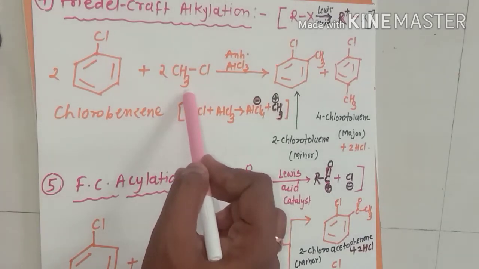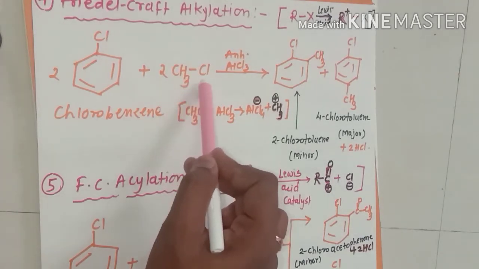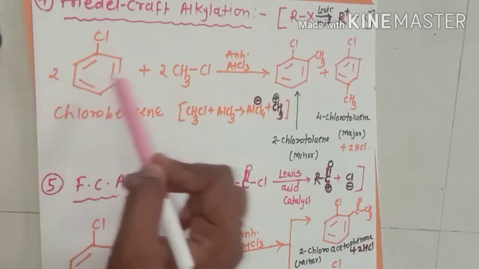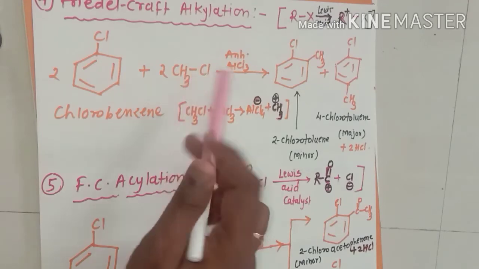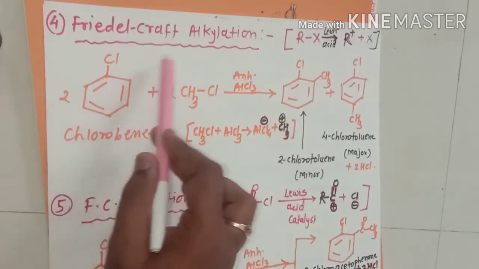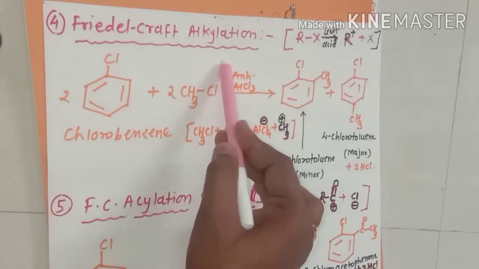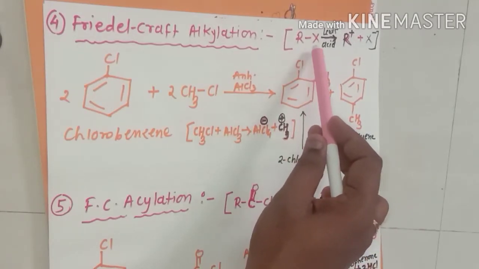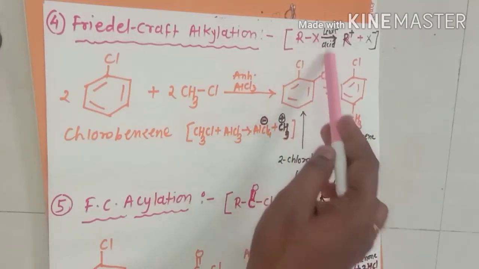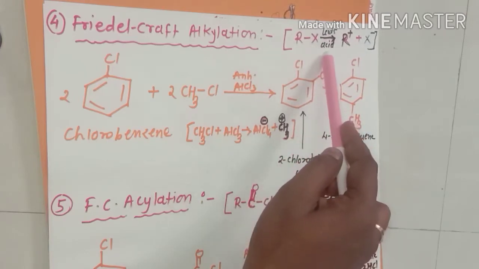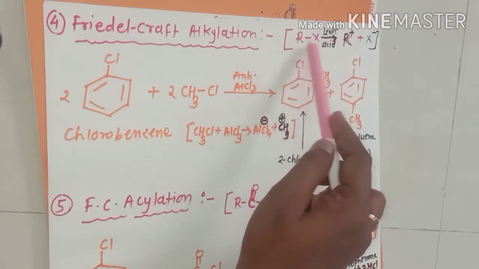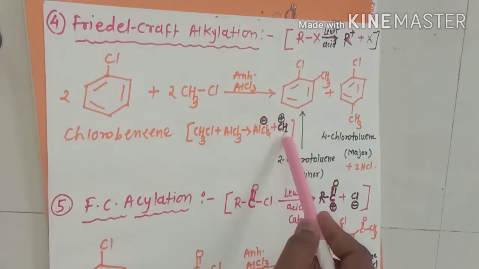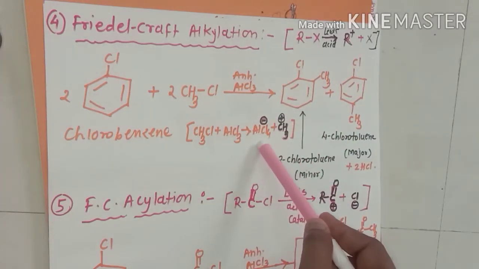Here we take which alkyl halide? Methyl chloride or chloromethane. To balance this reaction, here I take two molecules of chlorobenzene and two molecules of methyl chloride, because we know that in the Friedel-Crafts alkylation reaction, when we treat alkyl halide in presence of Lewis acid catalyst, then this Lewis acid catalyst is electron withdrawing. It makes two parts of this alkyl halide. One part is electrophilic part and one part is complex ion AlCl4 minus.